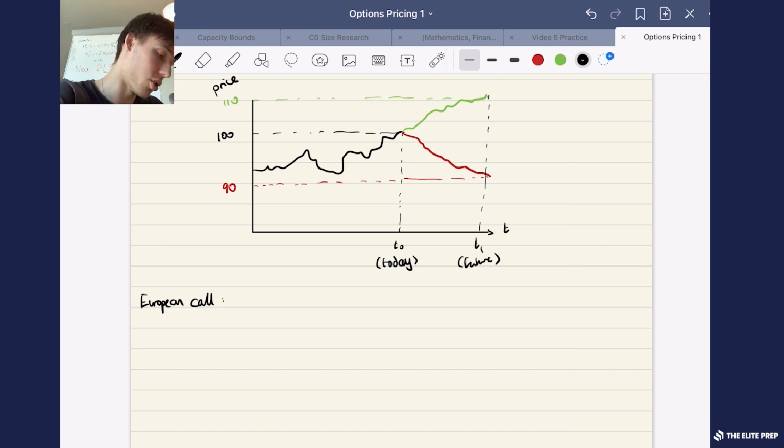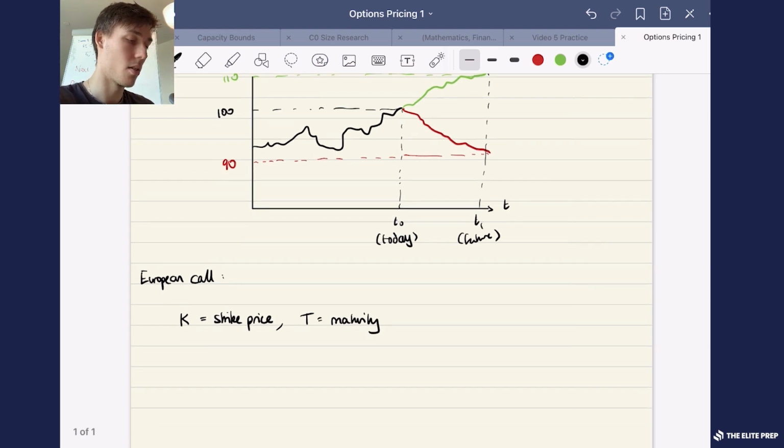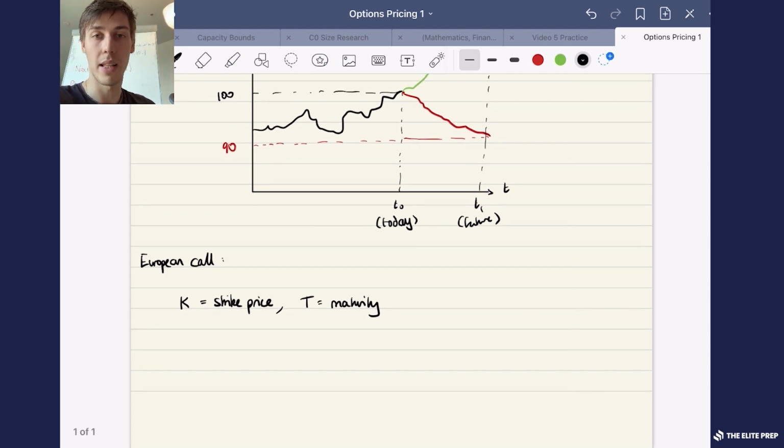The price on which we agree is called K, and that's the strike price. And the time at which we agreed to buy is called T, and that's the maturity. The amount that we receive when this option is exercised depends on the underlying price. So it depends on the stock price, right? Because we're deciding at a final time if we want to buy it. We'll want to buy it for the agreed price if the stock exceeds that agreed price, and we'll not want to do anything if it doesn't.